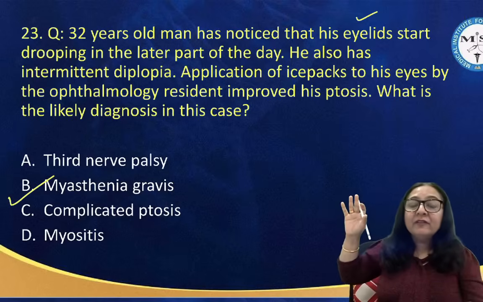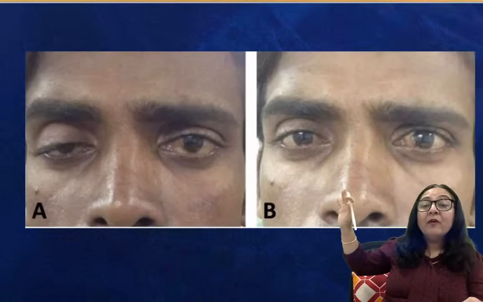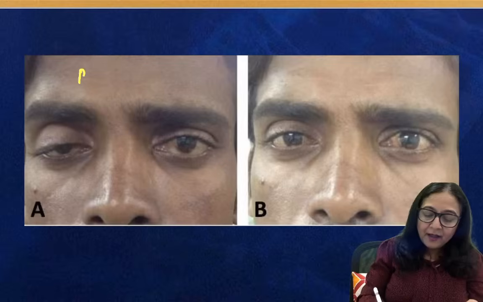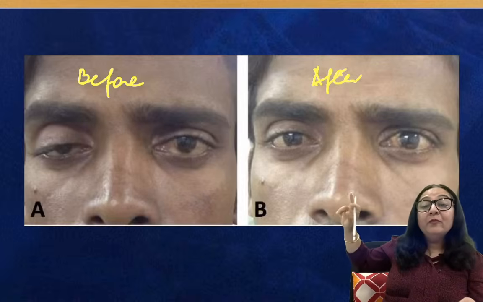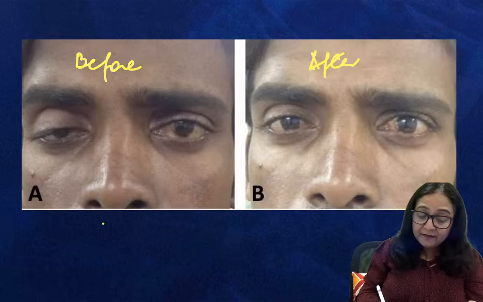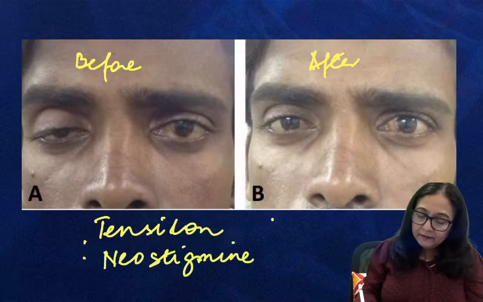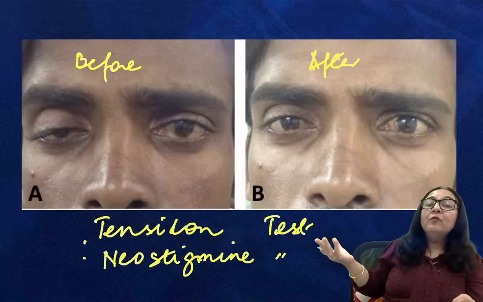Application of the ice packs. When you apply the ice packs, there is more acetylcholine available at the neuromuscular junction. So this is before and this is after the application of the ice packs. You can see the ptosis has improved from A to B. Similarly, the other test, if you inject tensilon, edrophonium or neostigmine, that will also increase the acetylcholine at the neuromuscular junction, so that will improve the symptoms.